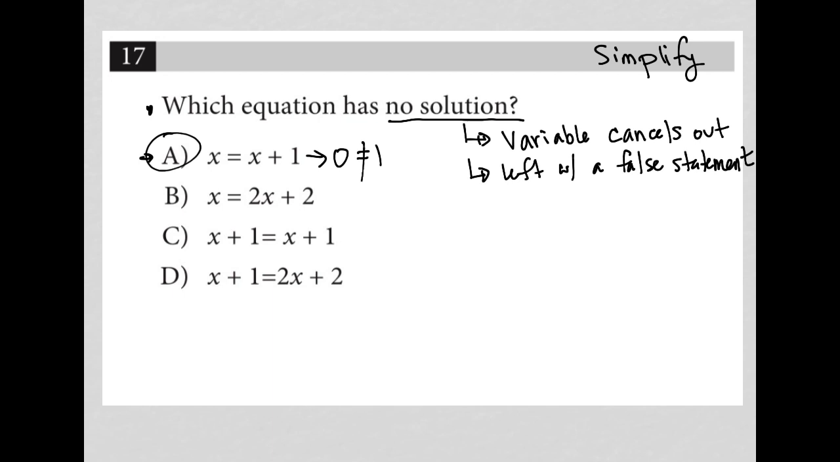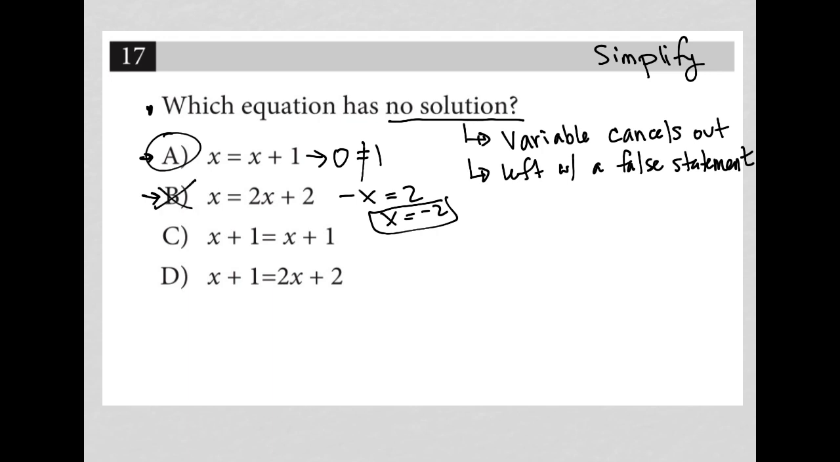When I combine like terms for choice B, I would end up with negative x equals positive 2, which would be x equals negative 2. Nothing wrong with that. So that's not a no solution situation. We're actually getting a solution. So B is not the correct answer.